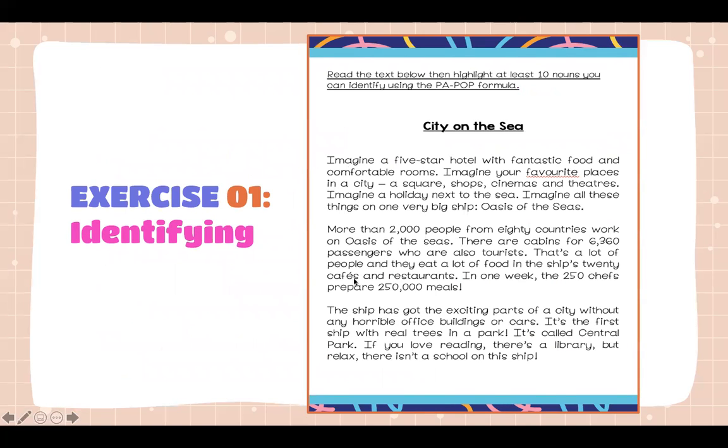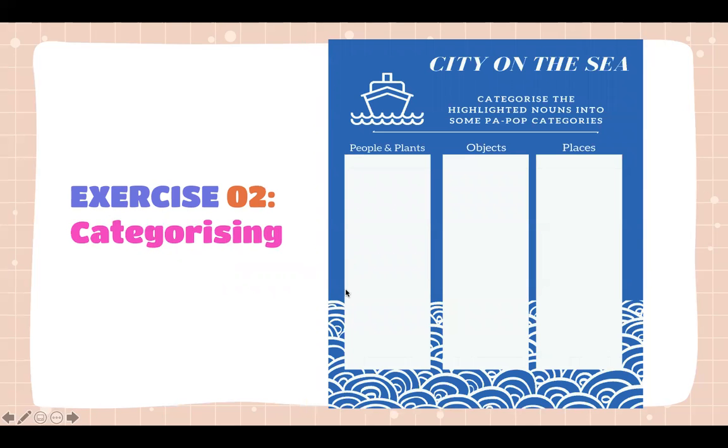This is an example for a Year 5 reading activity, and this focuses on the topic City on the Sea. As you can see, students are supposed to highlight at least 10 nouns that they can identify using the pop-up formula from this reading text. After that, students are supposed to categorize the identified nouns into these 4 pop-up categories. And you can fit the category based on what kind of reading text or materials you are using with your students.